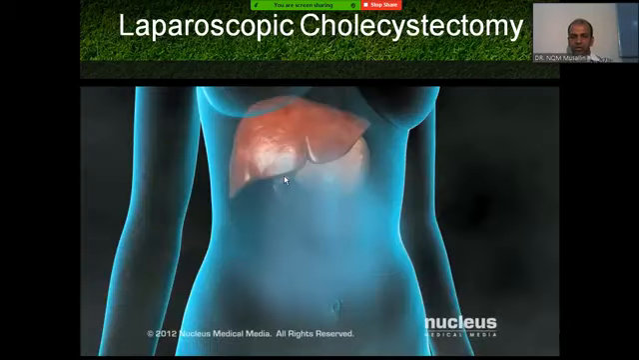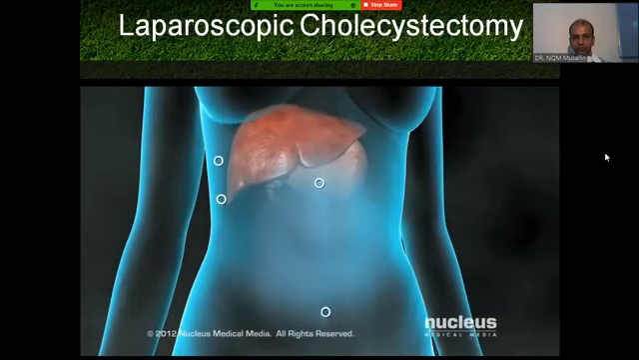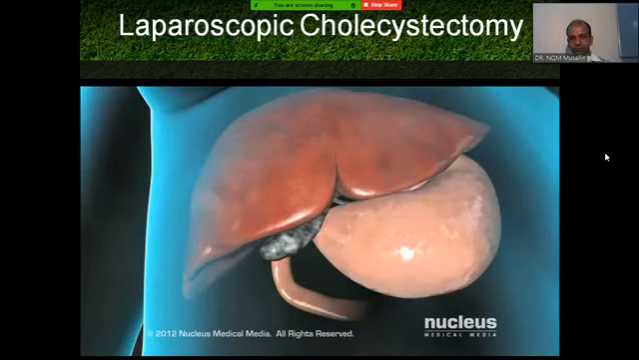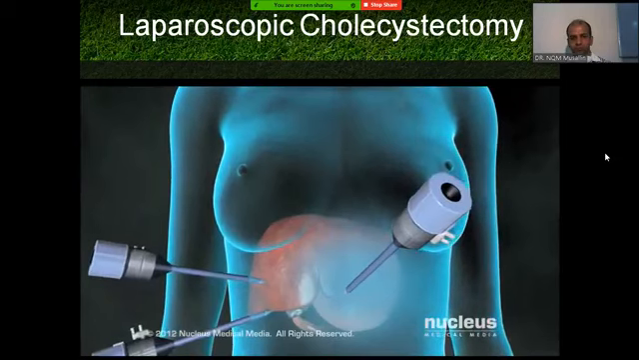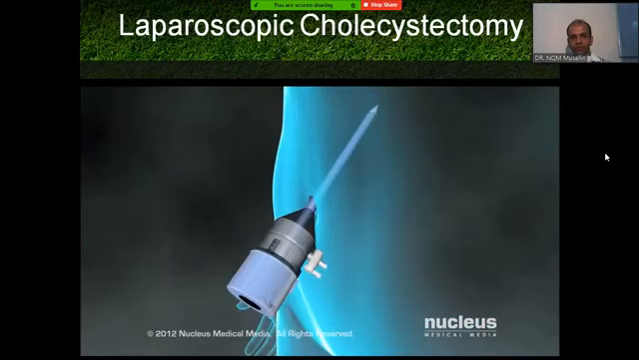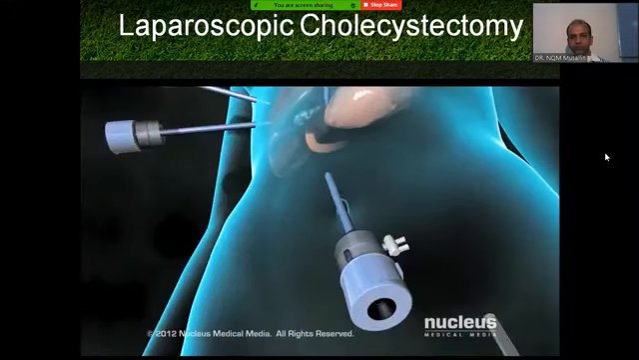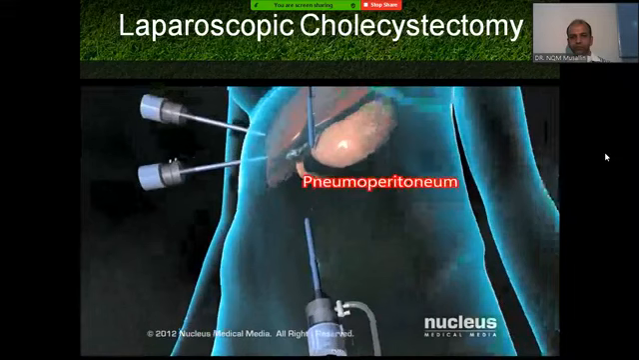So this is the video about laparoscopic cholecystectomy. Laparoscopic techniques require only keyhole incisions, and the recovery period is much shorter. Your surgeon will use sharp instruments called trocars to create a series of small holes or ports through your abdominal wall. One of these ports is usually located at the navel or umbilicus.